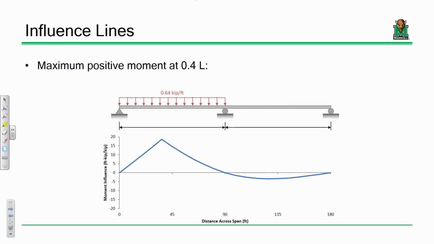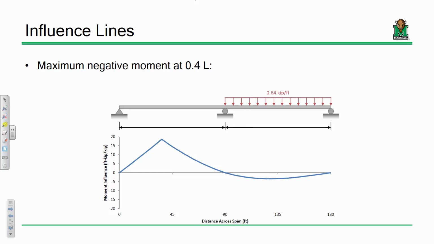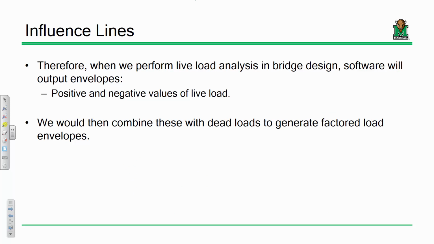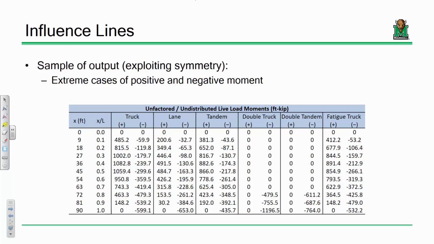That's where you would put the lane if you want to get maximum positive effects. Remember, with distributed loads, you put them wherever you need that force effect, right? So to get maximum positive bending, put it there. Maximum negative bending, put it there. Make sense? So when we perform analysis for live loads, we will get envelopes. Those envelopes will probably look something like this. Okay, so let's take a look at this.